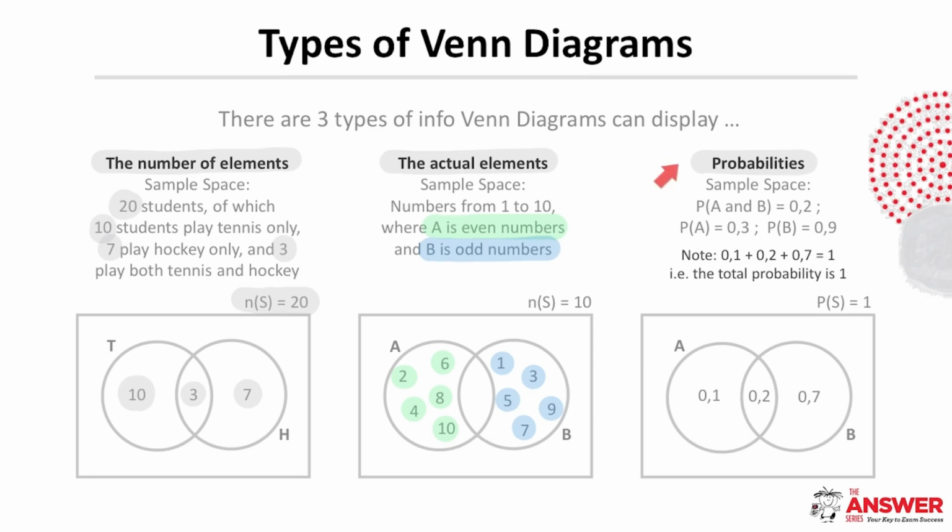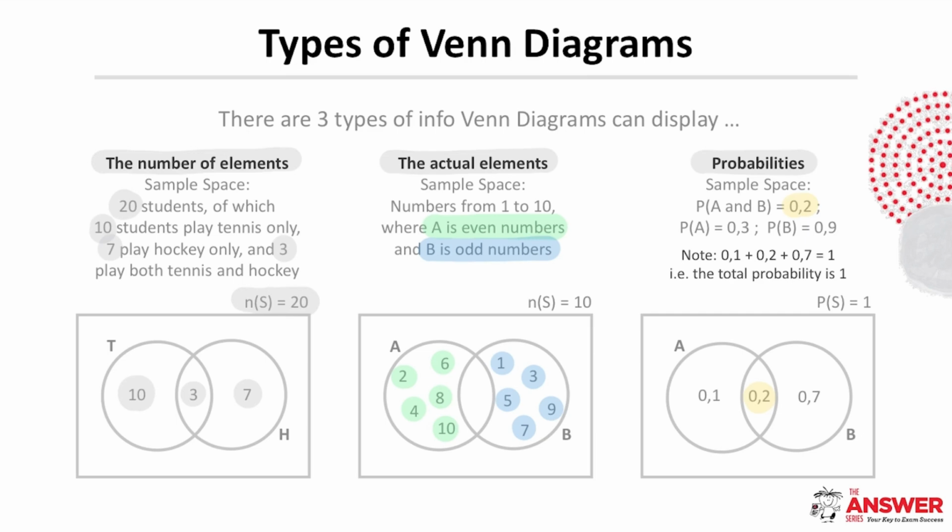Lastly, let's have a look at when the information is displayed as probabilities. For this example here, you are given that the probability of A and B, which is the overlap, is 0,2, the probability of A is 0,3, and the probability of B is 0,9. We can place the 0,2 in the overlap, but then in order to fill in the other probabilities, we will need to do some calculations.